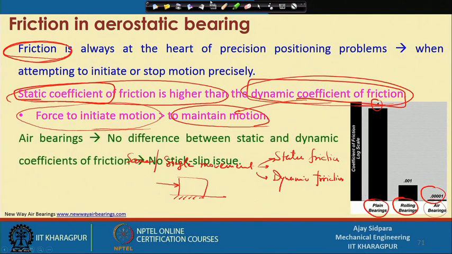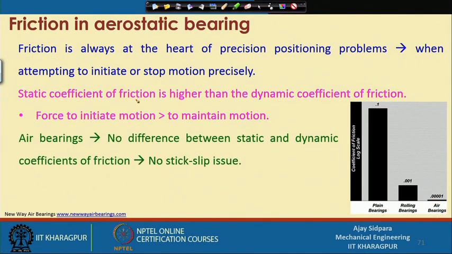But what is the advantage of the air bearing? It does not have a difference between the static coefficient of friction and the dynamic coefficient of friction. That is the advantage of using this particular part, because we know that there is no direct or physical contact between the two surfaces, and at that time you can easily start the component, because there is nothing in between these two, only air flowing. So, your force to initiate the motion and to maintain the motion are both the same.